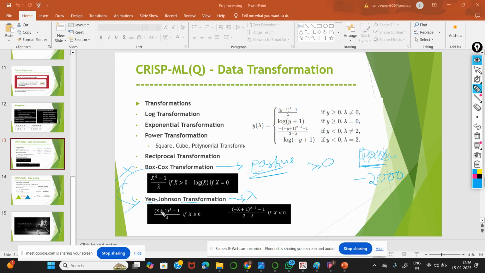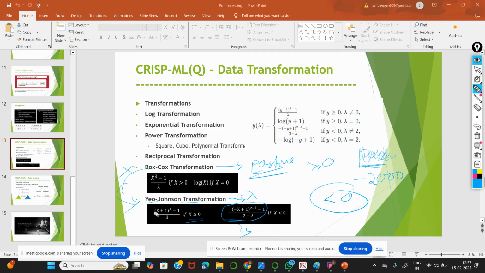In Box-Cox there was x to the power lambda. Right now it is (x plus 1) to the power lambda minus 1, divided by lambda, if your x value is greater than or equal to 0. If your values are less than 0, Box-Cox will not work, but Yeo-Johnson will work. If it finds that your x value is negative, it will use a different formula. It's not required to remember the formula, because no one is going to ask you; it is going to be used internally. Anyway, if you remember, that's an advantage.